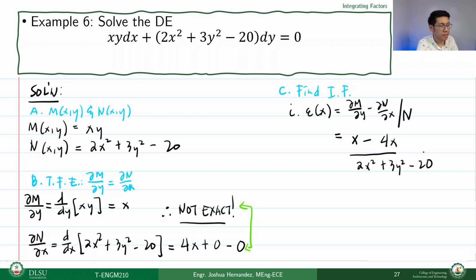So, looking at it, mukhang mahihirapan tayong tanggalin tong si y squared dito. From the looks of it, this is not solely dependent on x. So, we move on to our next criteria. Kasi yun naman ang ginagawa, di ba? Kailangan mag-move on. Yes. And we move on by considering psi of y. And yung psi of y natin is the partial derivative of N with respect to x minus partial derivative of M with respect to y all over M.